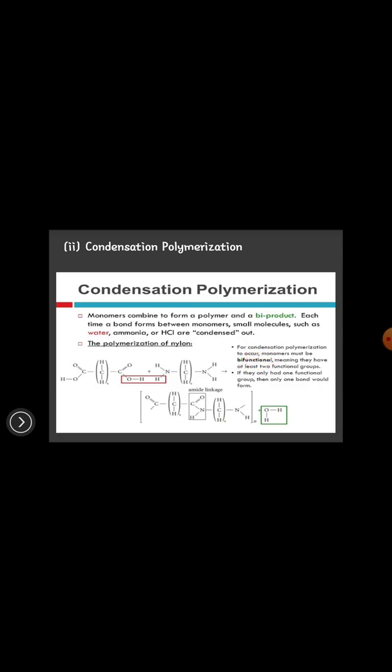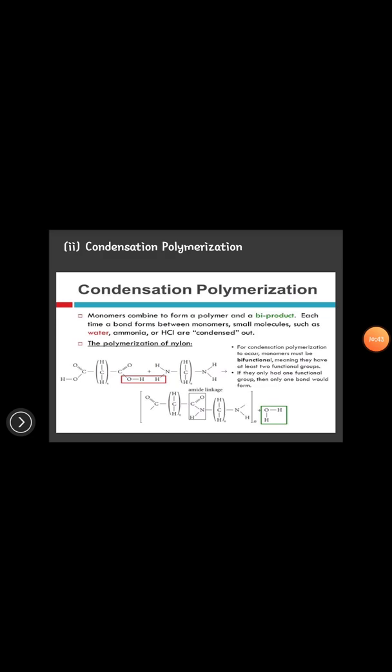Bifunctional means here you can see this is amine group and this is carboxylic group. From this carboxylic group, hydroxyl, and from this amine group, H. These two combine together and a chain is formed, and along with this, the water is removed from this. The water is moved out from this polymerization. That is why this is called condensation polymerization.